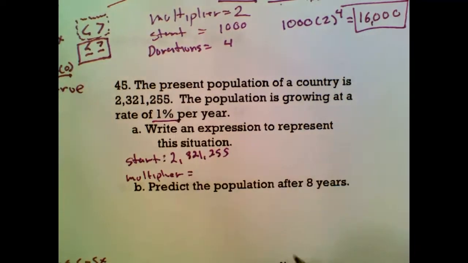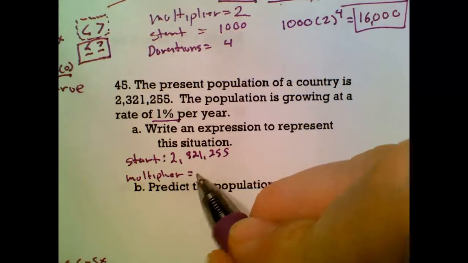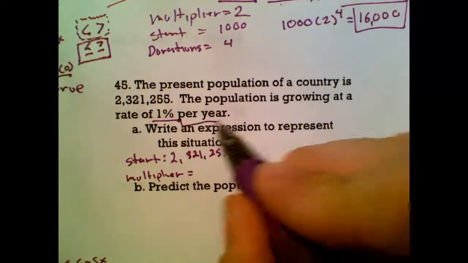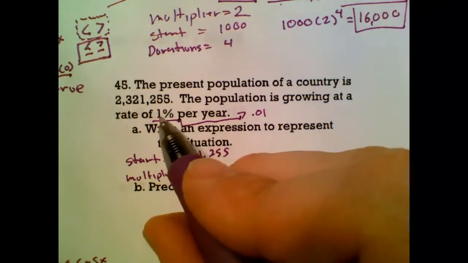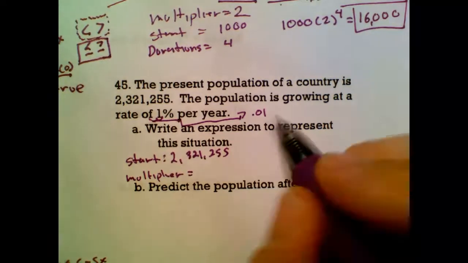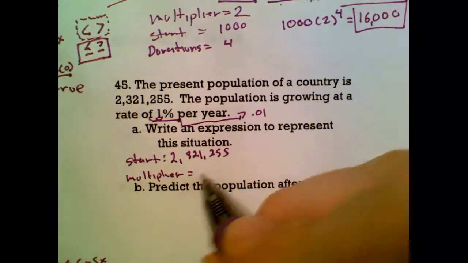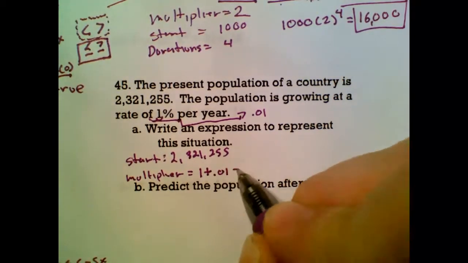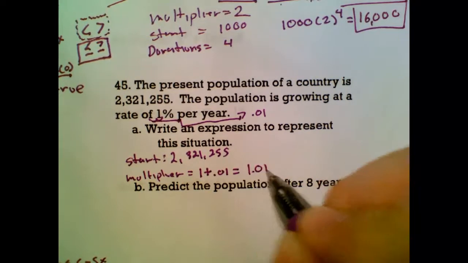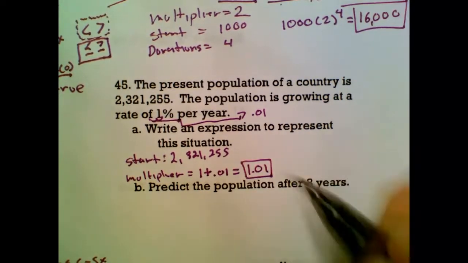Well, in this situation we have 1%. That's how much it's increasing by. So we have to change that 1% to a decimal. Change that to a decimal, we're going to do 0.01. Remember, divide that by 100 or move the decimal spot over 2 times. So we move that over. But now, because it is growing, we have to add that to 1. So it's 1 plus 0.01, which is really equal to 1.01. So there's your multiplier right there.